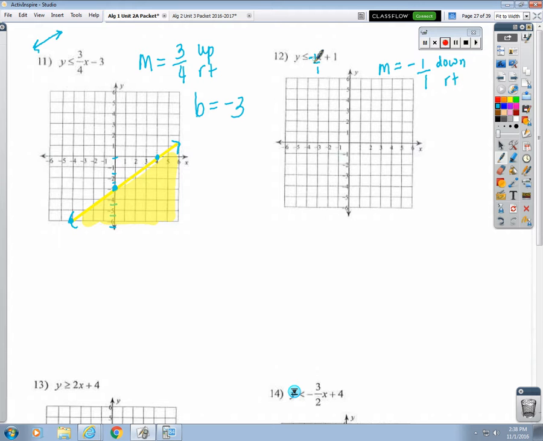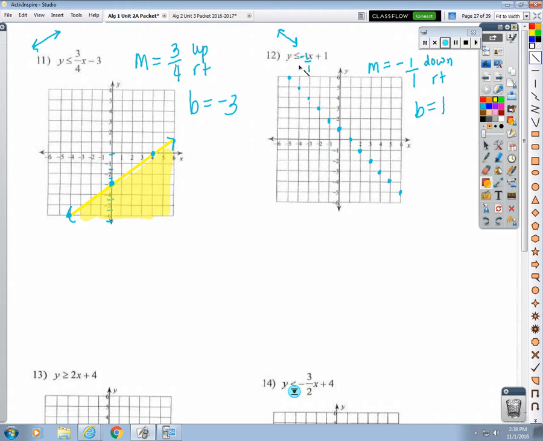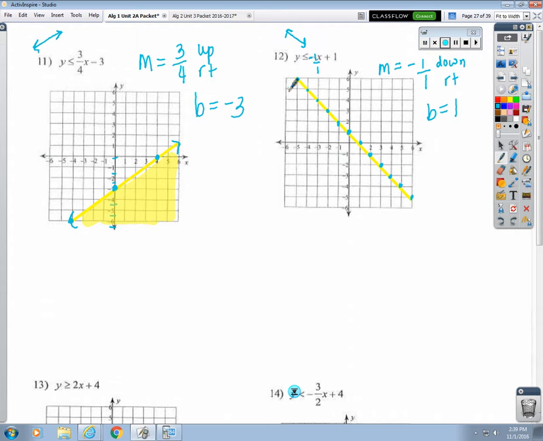Well, since our slope is a -1, doesn't that mean at the end our line's going to be going down? Because our slope's negative? So we start by plotting our y-intercept of 1, and then we go down 1, right 1, over and over. Or we could have gone up 1, left 1, over and over. Is this a dashed or a solid line? Solid, because there's an equal to bar. So all of the points on the line are solutions.